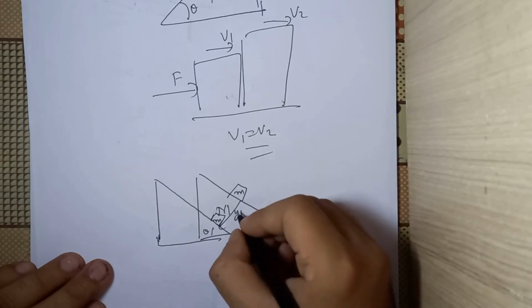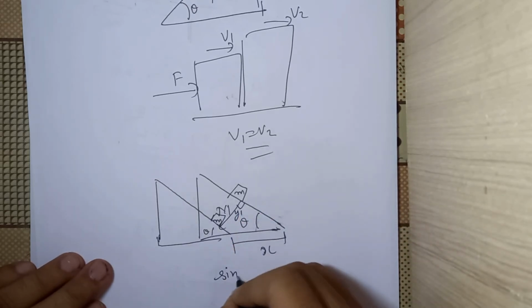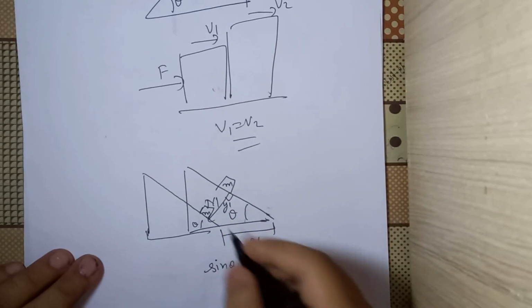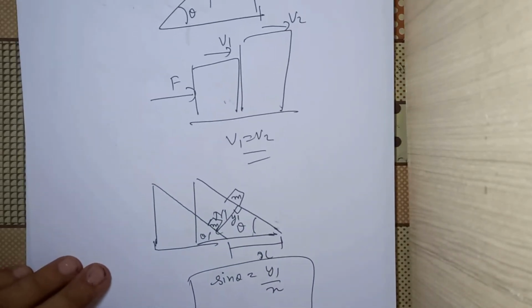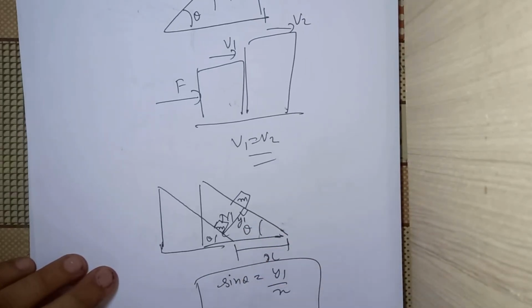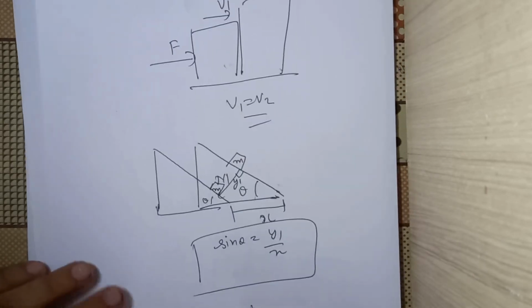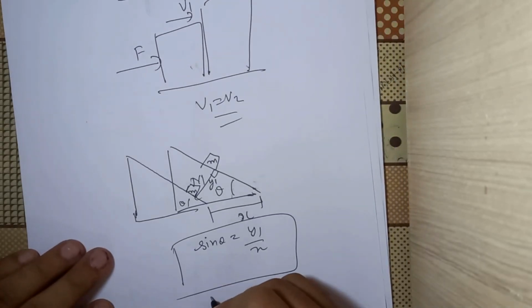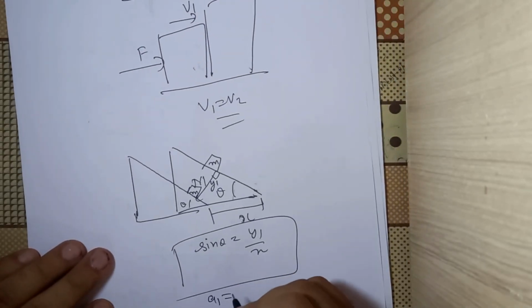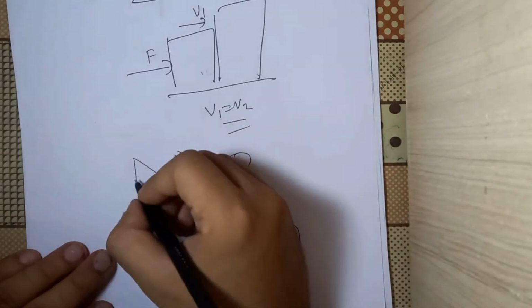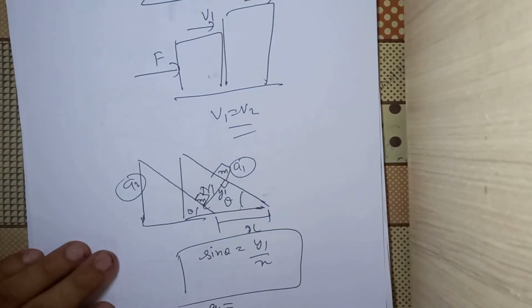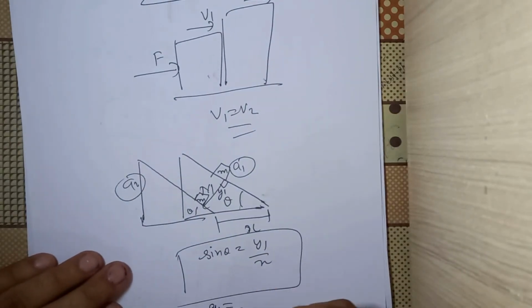So we can say sine theta should be equal to perpendicular upon hypotenuse, which is y1 by x. So sine theta should be equal to y1 by x. This is your constraint relation, because then you can differentiate it and simply write that, for this small block m, the acceleration is a1, and for this wedge the acceleration is a2. So acceleration a1 is equal to a2 sine theta.